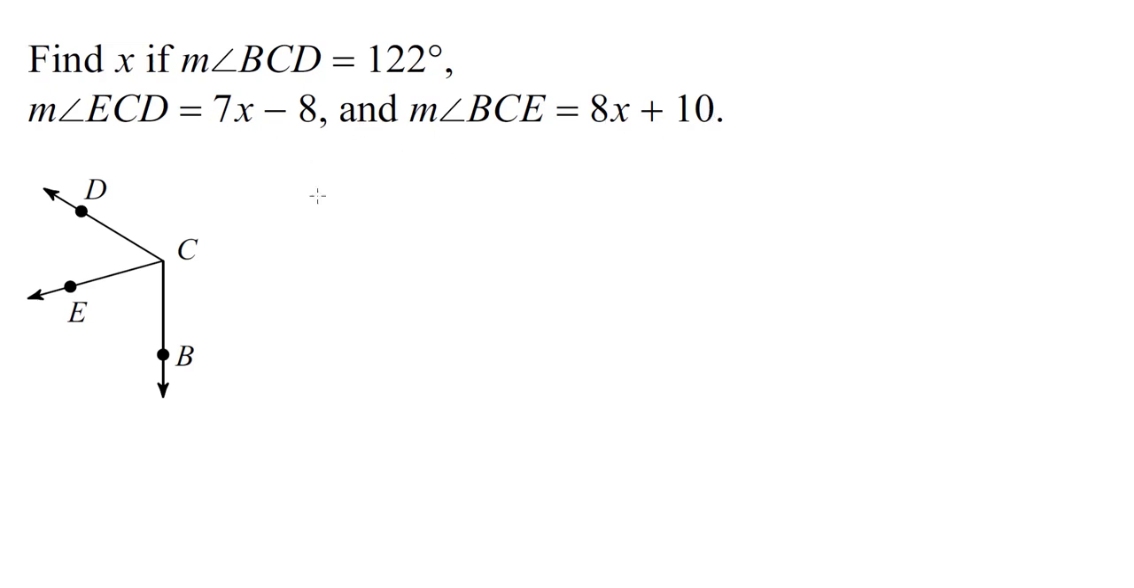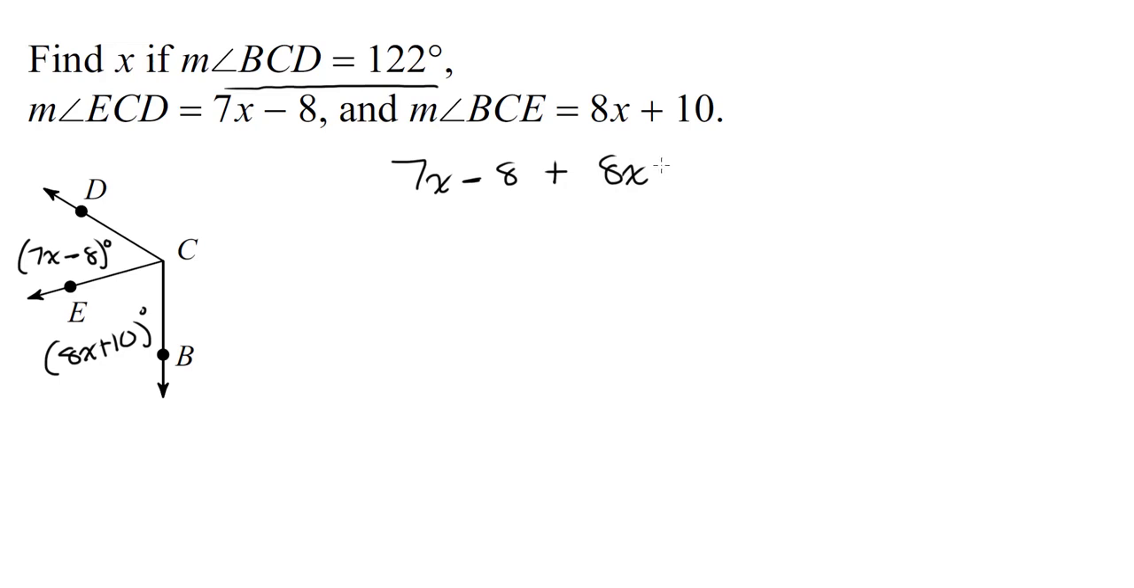So one thing I would do here is, again, I would label these. So ECD is 7x minus 8, so I would put in here 7x minus 8 degrees, and BCE is 8x plus 10, so I would put in here 8x plus 10 degrees. So what do I know? This angle plus this angle equals this angle, and now I can write my equation. So I have here 7x minus 8 plus 8x plus 10 equals 122, and I solve the equation.